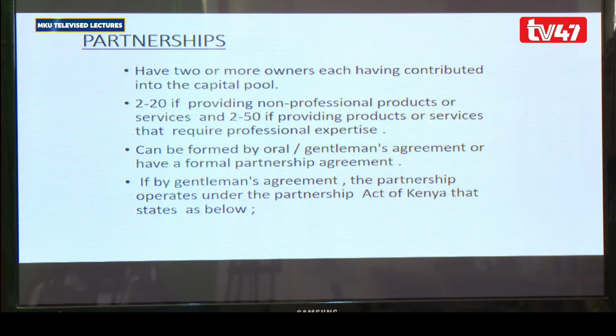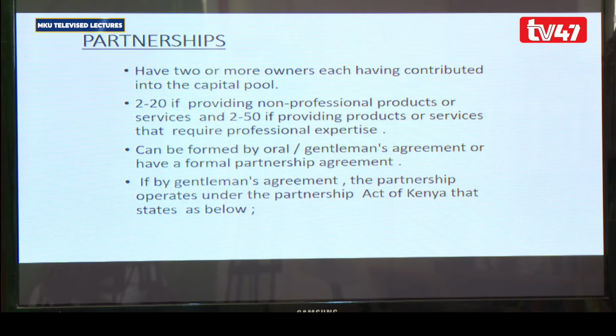For example, if it is a medical business and we require like 50 kinds of specialization of doctors, the government can allow them to make a partnership that has got up to 50 doctors with different specializations. And that is allowed. Now, there are 2 ways in which a partnership can be formed.